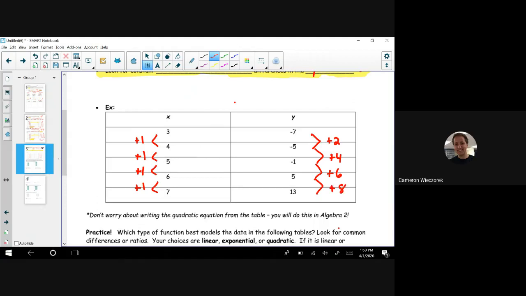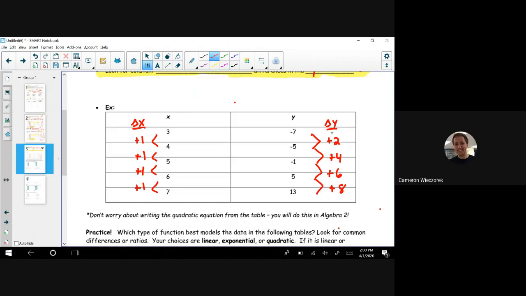Okay. Well, it's not going to be linear, because look at your change in y right here compared to your change in x. If you calculate that rate of change, 2 divided by 1 is 2, but 4 divided by 1 is 4. I don't have the same slope, the same rate of change anymore. It can't be linear. I also don't really see something that I'm constantly multiplying by to make it exponential. -1 times -5 would give me 5, but 5 times -5 wouldn't give me 13. So I don't have an exponential model.